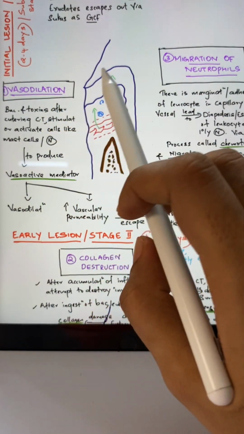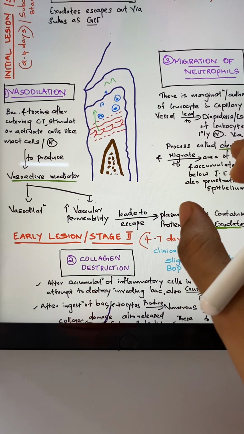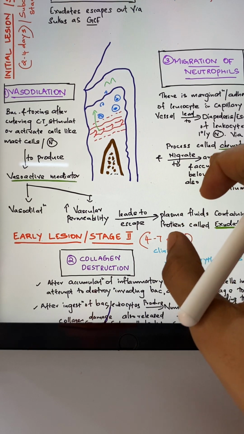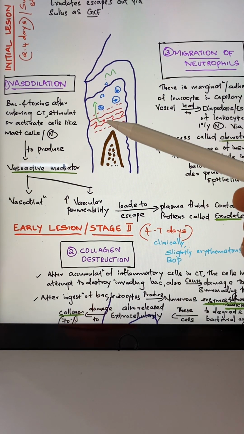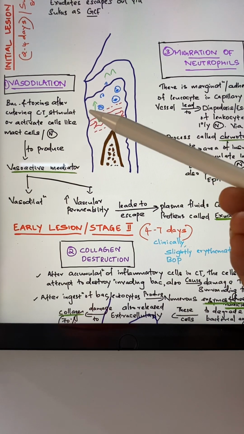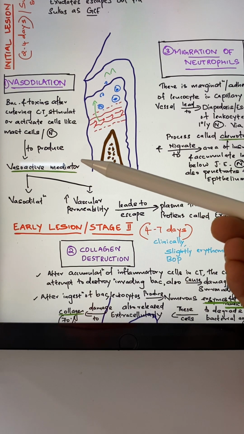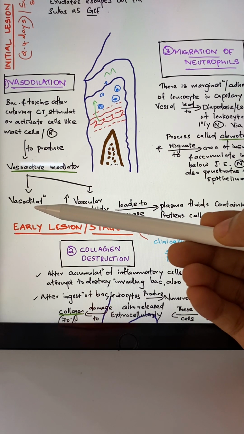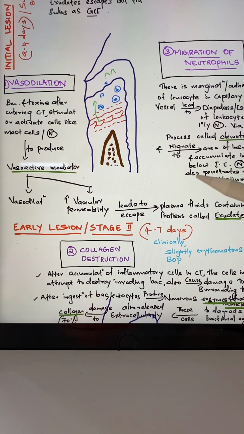First one is vasodilation. I already told you that dental plaque is the major causative factor for gingival inflammation. So what happens is that these bacteria and toxins, after entering the connective tissue, stimulate or activate cells like mast cells or neutrophils to produce certain vasoactive mediators. These vasoactive mediators cause vasodilation, and they also cause increased vascular permeability that leads to the escape of plasma fluids containing proteins, called exudate.